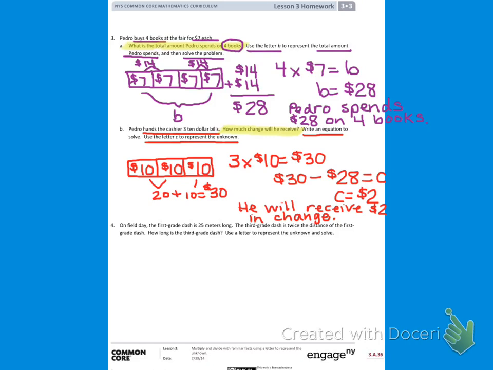I'll go ahead and underline the key details. The first grade dash is 25 meters long. The third grade dash is twice the distance of the first grade dash. Now I'll highlight the question. How long is the third grade dash? And I'll underline, use a letter to represent the unknown and solve. This time they let me pick the letter that I want to use to represent the unknown. Let's use a tape diagram again.